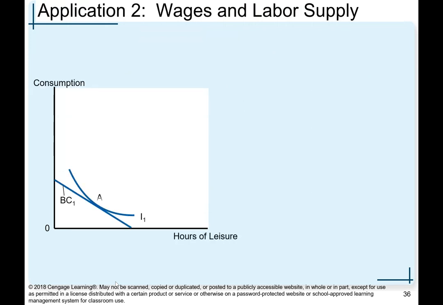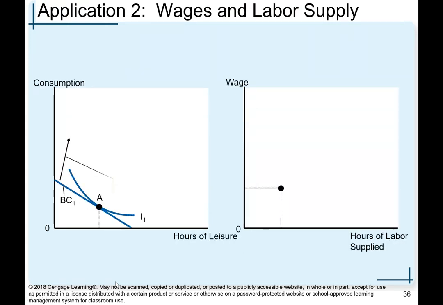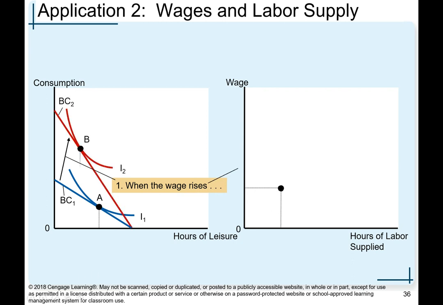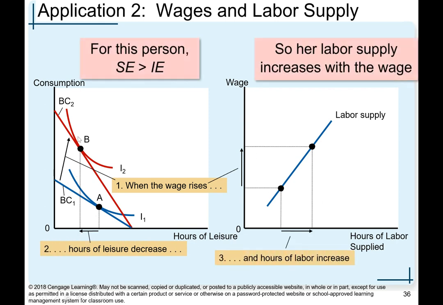Wages and labor supply. When wages rise, as you can see, the budget constraint tilts outward. Hours of leisure decrease because people have to go to work, and hours of labor increase. More people are claiming these higher wages. At this point, the substitution effect is still larger than the income effect. So her labor supply increases with the wage rate.